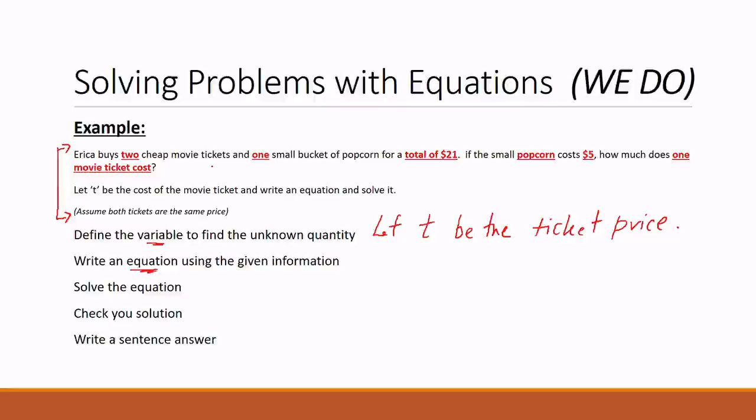Now, it says that she buys 2 movie tickets. So she's got 2 tickets, 2 times T. The word and in here is actually going to represent plus. And she buys a bucket of popcorn, and that popcorn costs $5. So instead of writing down, say, P for popcorn, I actually have a value, and that value is 5. So I'm going to put down 2T plus 5. Now, an equation has an equal sign, and what does 2 movie tickets plus a bucket of popcorn cost in total? Well, it costs right there a total of $21. So that's what my equation looks like: 2T plus 5 equals 21.